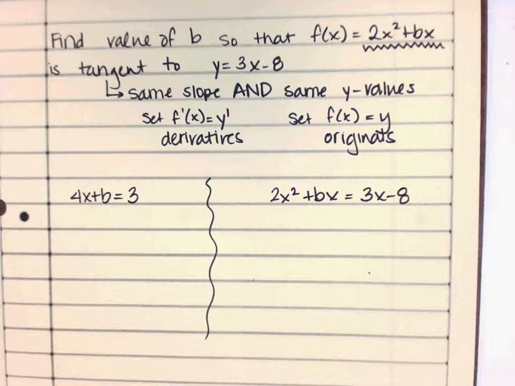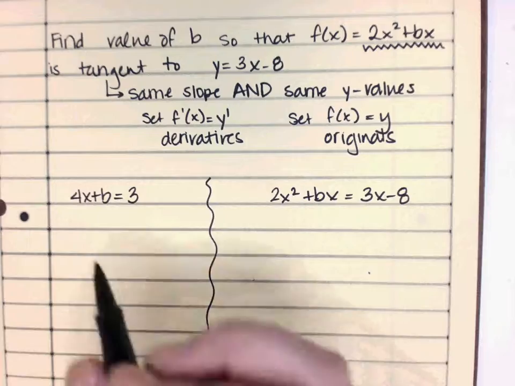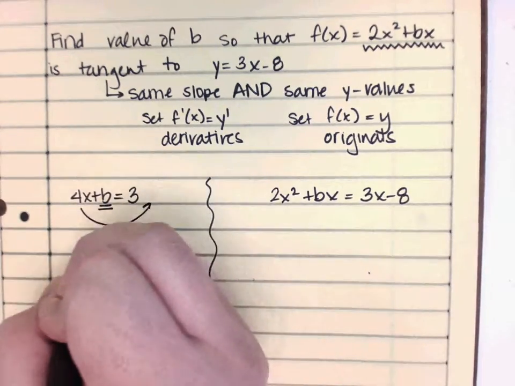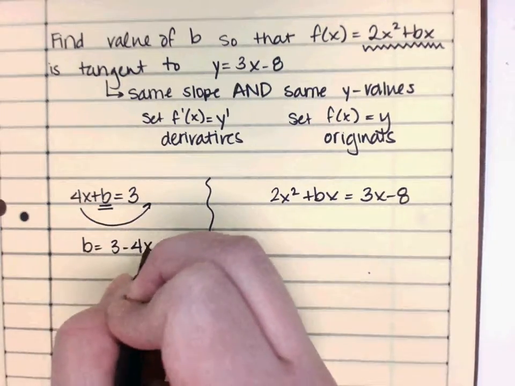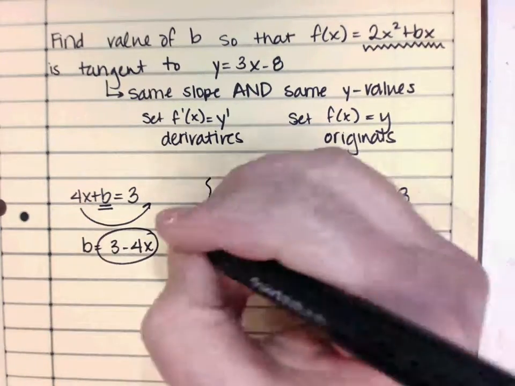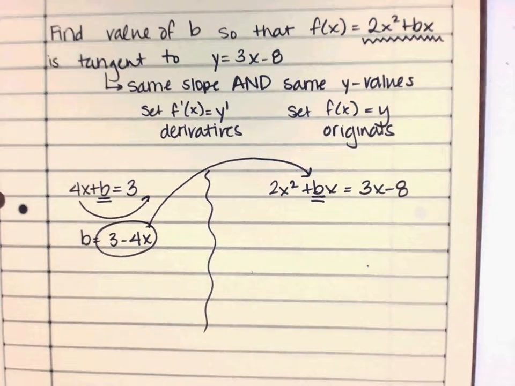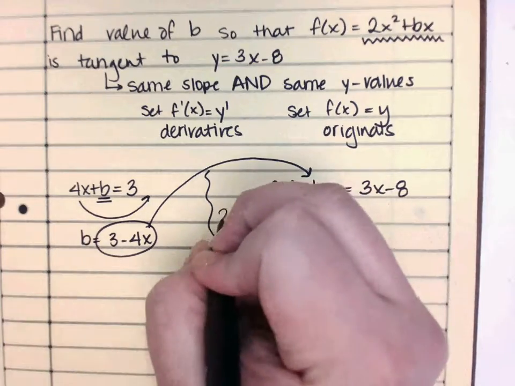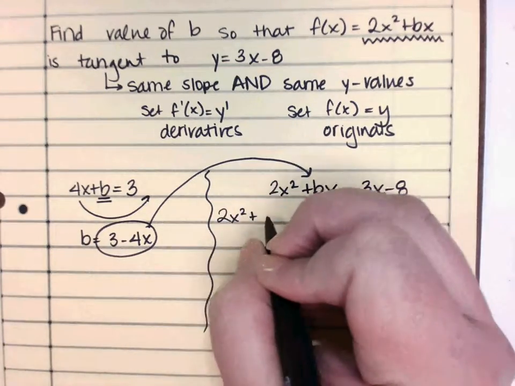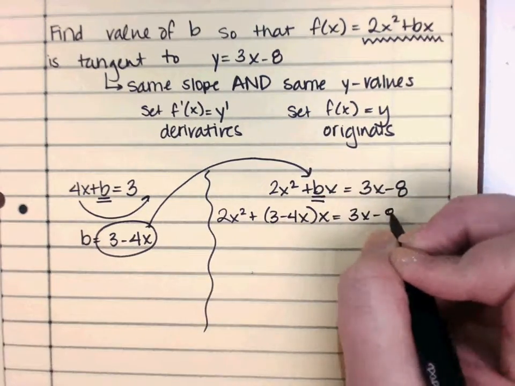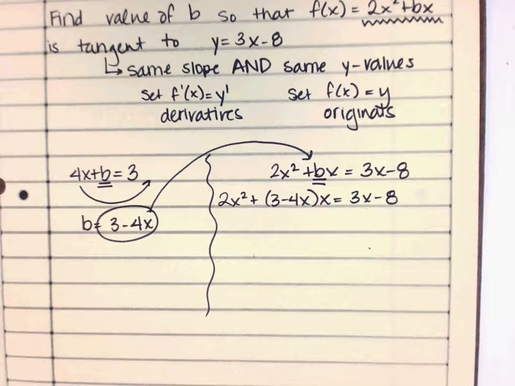And then notice that I still have x's and b's in both, and I'm going to have to do a substitution. What do we want to solve for? What letter? I'd say b. So I'm going to take my 4x, I'm going to subtract it across. So b is 3 minus 4x. Then I'm going to take that guy, sub it in right there. So I'm going to have 2x squared plus, my b is 3 minus 4x, multiplied by another x, equals 3x minus 8. Good so far? So we set the originals equal, we set the derivatives equal, now we're doing a substitution.